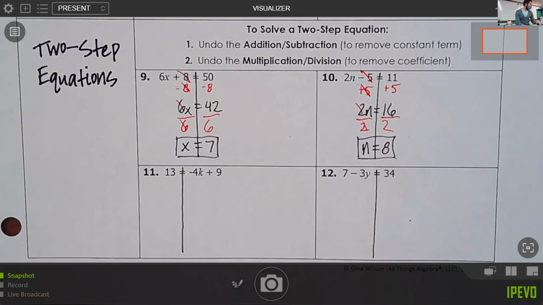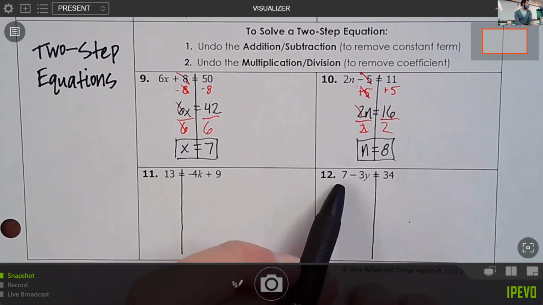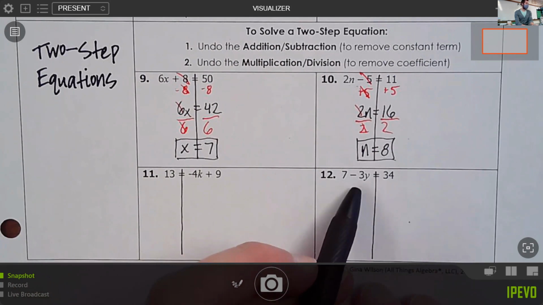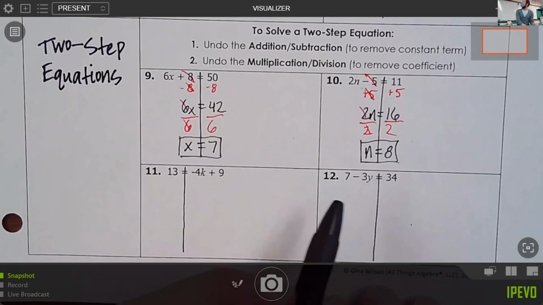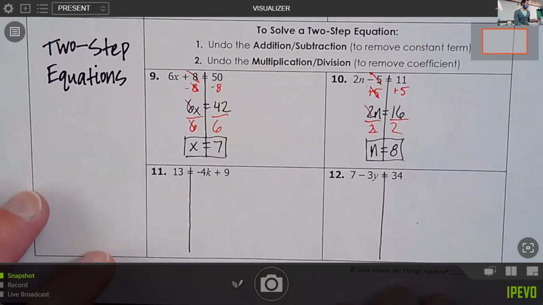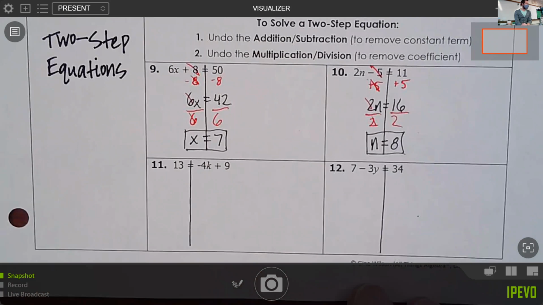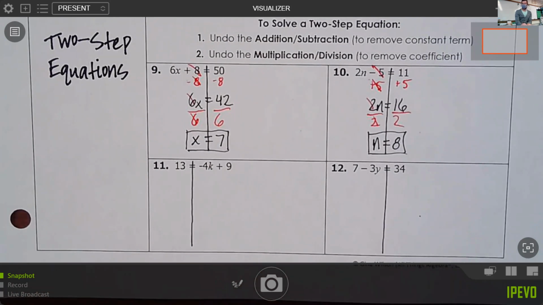And on number 12, make sure you get rid of the regular number first. And just so you're aware, that 7 is a positive 7. That is not a -7, that is a positive 7. The 3 is the one with the negative. So when you're adding or subtracting on your first step on number 12, just know that that 7 is a positive number. So I'll give you a couple minutes on that. If you have questions as you're working through this, let me know.